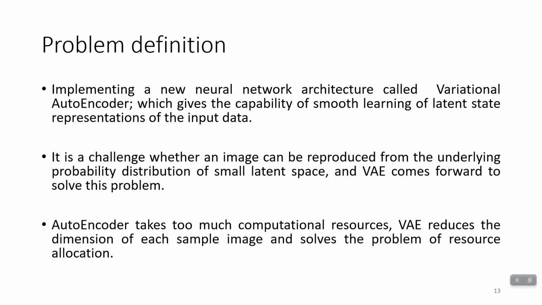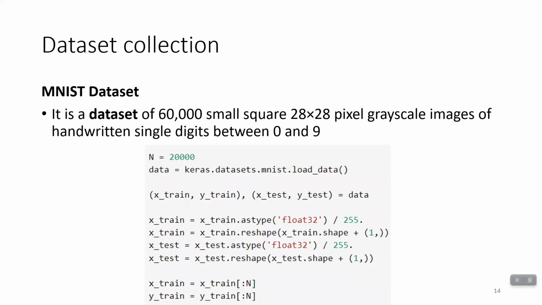It is a challenge whether an image can be reproduced from the underlying probability distribution of the small latent space, and VAE comes forward to solve this problem. AutoEncoder takes too much computational resources. VAE reduces the dimension of each sample image and solves the problem of resource allocation. The MNIST dataset is used as input, and we took 20,000 samples of this dataset to save some computational power.